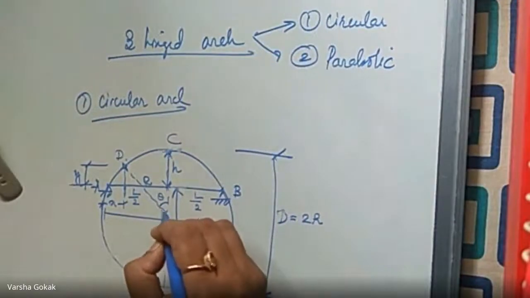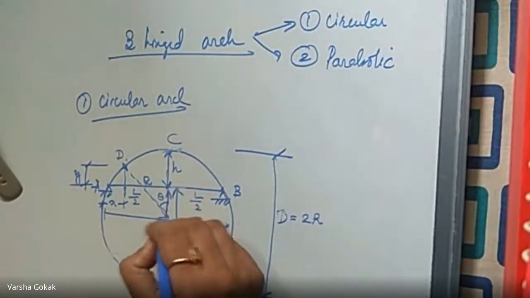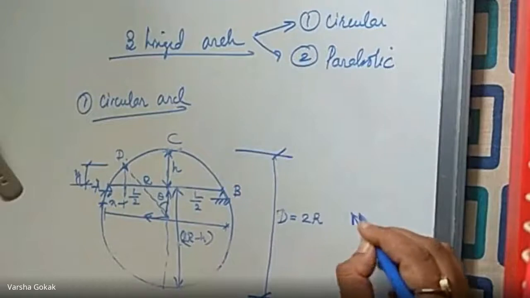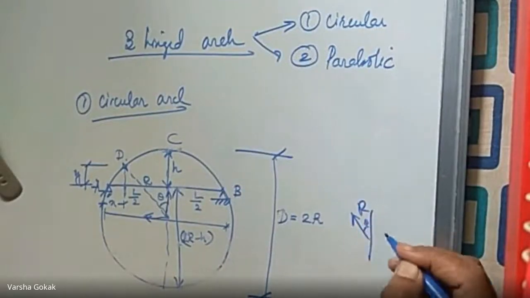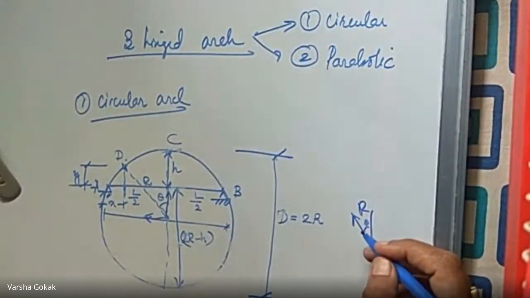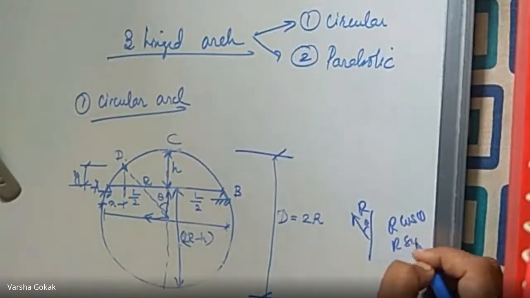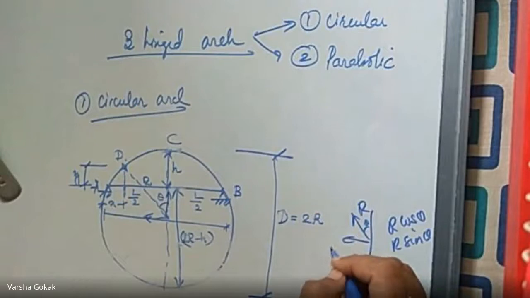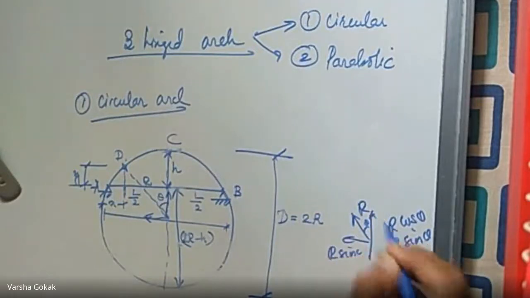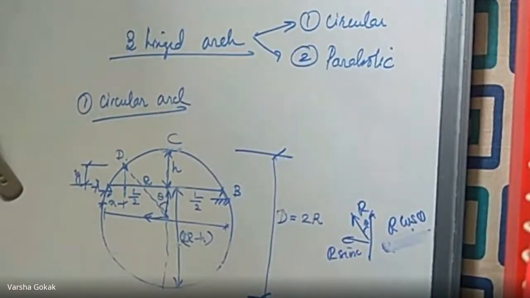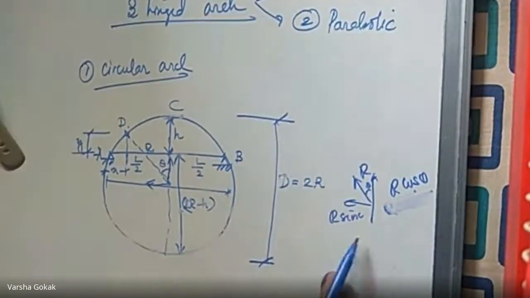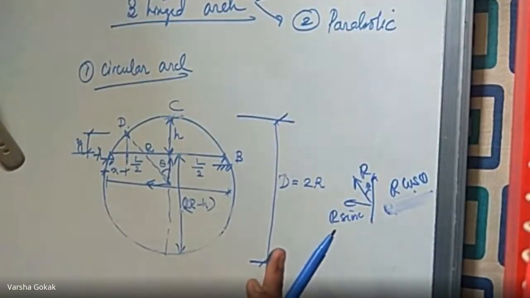The radius is like this, R, at an angle theta, so I have to resolve this radius. You will have R cos theta and R sine theta coming into the picture. This is going to be R sine theta, and here you will have R cos theta. Are you aware of how to do the resolution of a force?